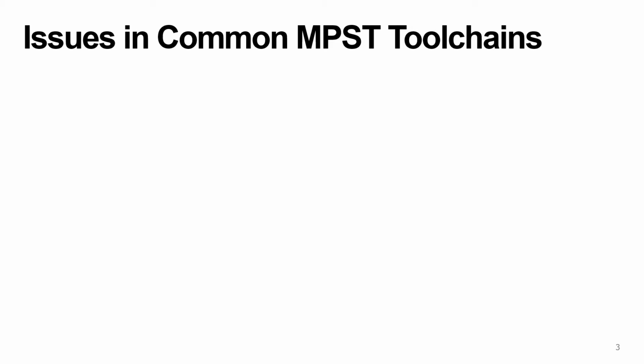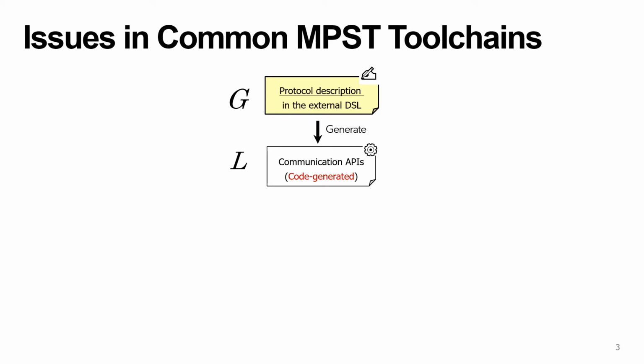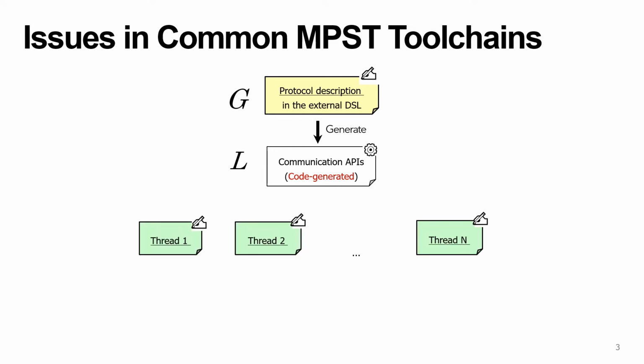Implementing session types in practice is challenging, and the existing tools have a significant gap with the theory. Such a tool starts from the protocol description, here G, written in an external domain-specific language, DSL. And an external tool produces a set of communication APIs, here L, generated in the host language. Then the programmer writes threads, which communicate through these generated communication APIs.